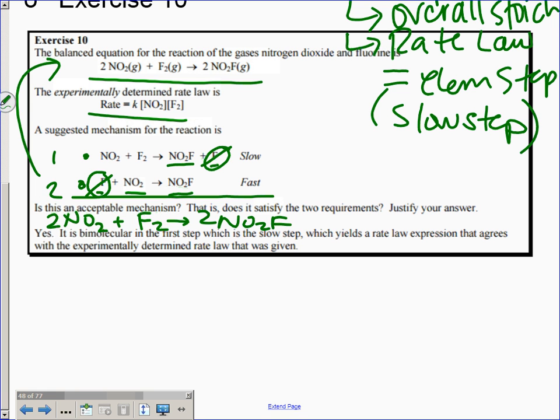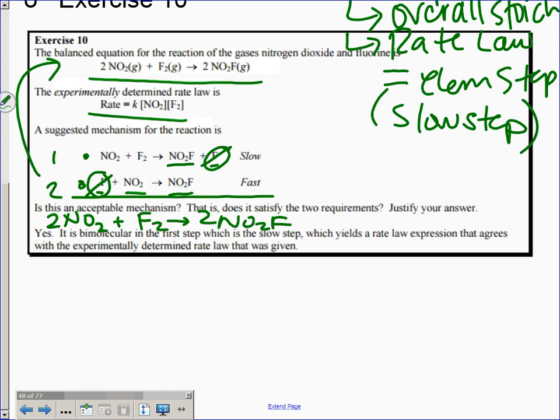All right, does this match this? Check. Okay, 1 criteria is met. The overall stoichiometry of the added up mechanism steps matches the reaction itself. Second determinant is what? Well, first it says it has to be experimentally determined. It says experimentally determined. We're good there. Okay, so that's 2 criteria met.